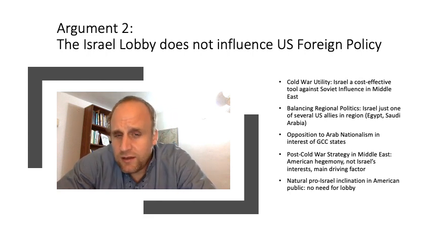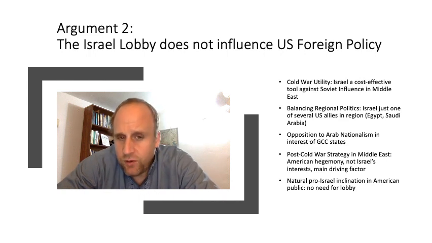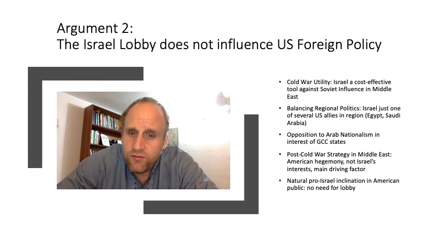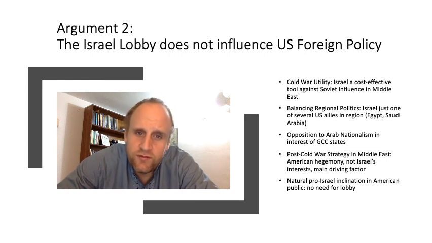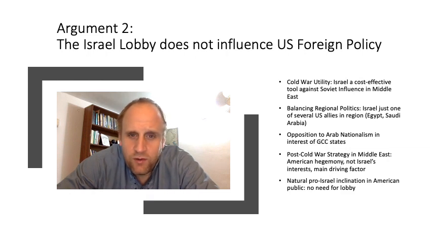And then thirdly, and connected to that, America has supported Israel to oppose Arab nationalism, and Arab nationalism has posed a threat, particularly to the oil-producing states, the Gulf Cooperation Council states that are led mostly by monarchies. And so this has driven American policy more than some innate pro-Israel orientation.